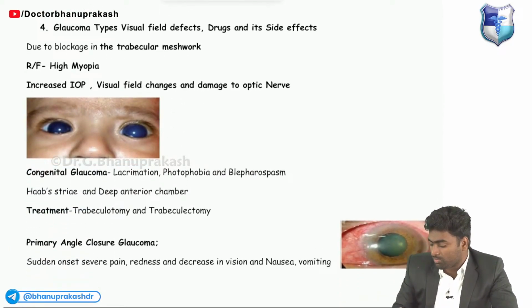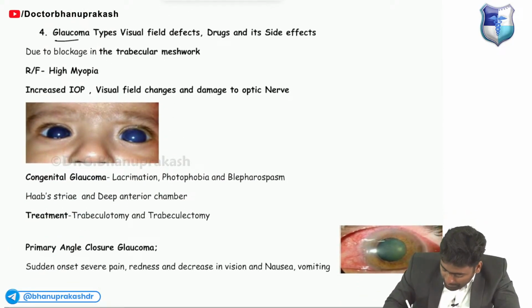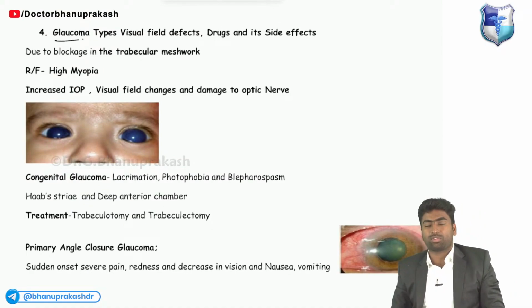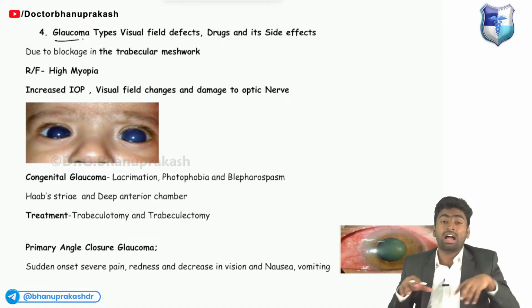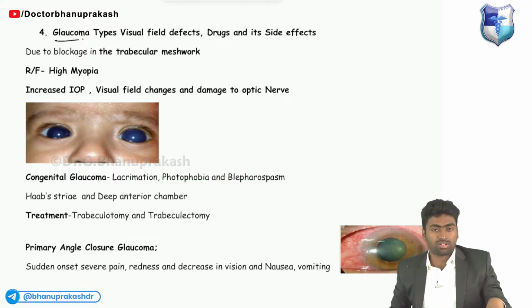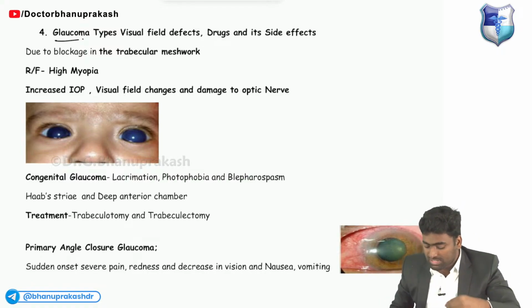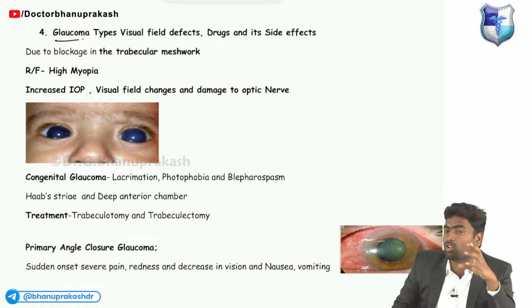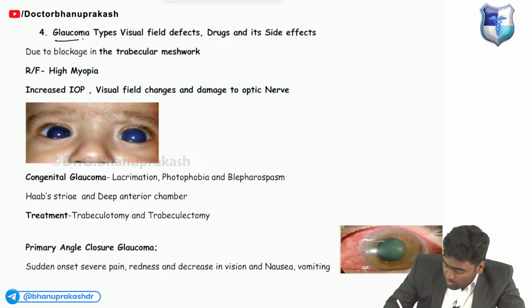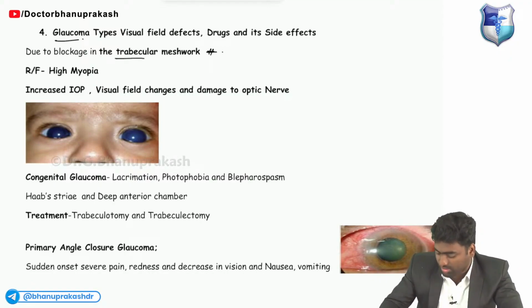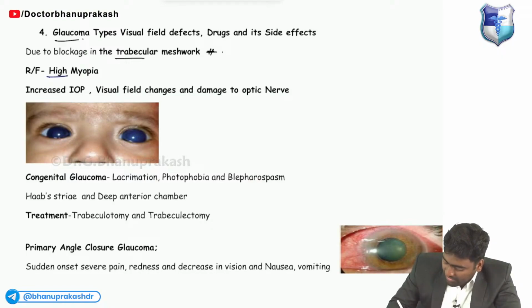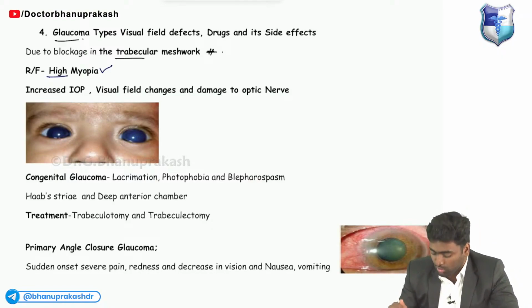Next, we'll move on to the next important topic, which is glaucoma. We know there are different types of glaucoma, and the main ones are acute angle closure glaucoma and open angle glaucoma. If you see initially, open angle glaucoma is the most common one, and it is due to blockage of the trabecular meshwork. Fine, and it is most commonly seen in high myopia patients.